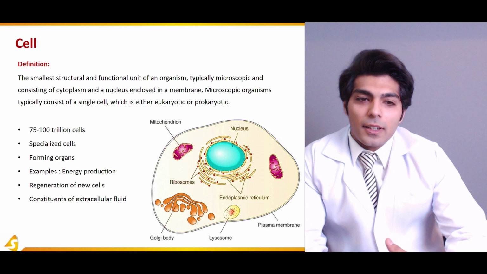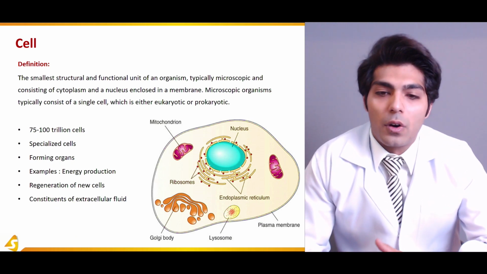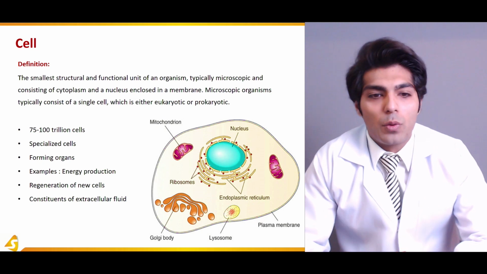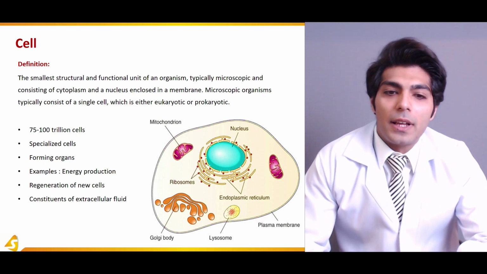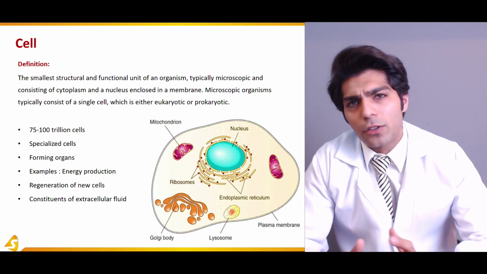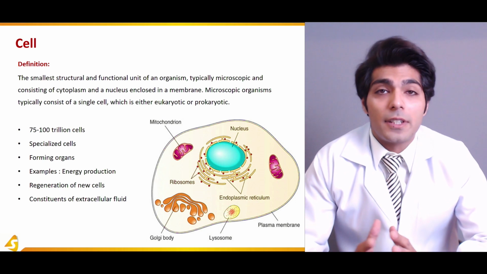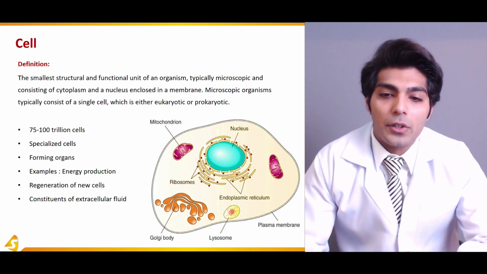So what is a cell? A cell is the smallest functional unit of an organism, typically microscopic and consisting of cytoplasm and a nucleus enclosed in a membrane. Microscopic organisms typically consist of a single cell, which is either eukaryotic or prokaryotic.